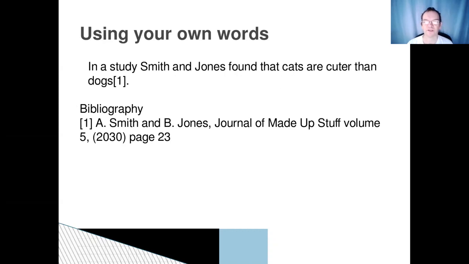So if you were going to use this material and present it in your own words, for instance, you could say, in a study, Smith and Jones found that cats are cuter than dogs, then you need to give a reference. So the style I've used here is to put a 1 at the end, and then in the bibliography, the 1 would be attached to the reference A. Smith and B. Jones, Journal of Made Up Stuff, Volume 5, 2030, page 23.